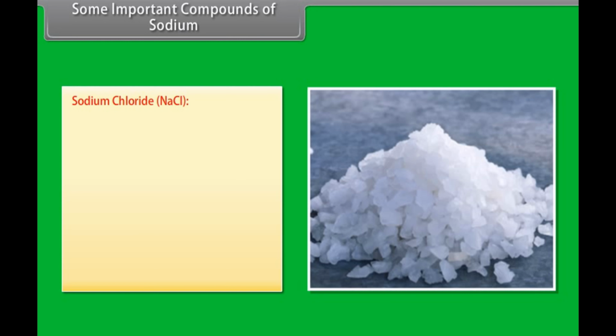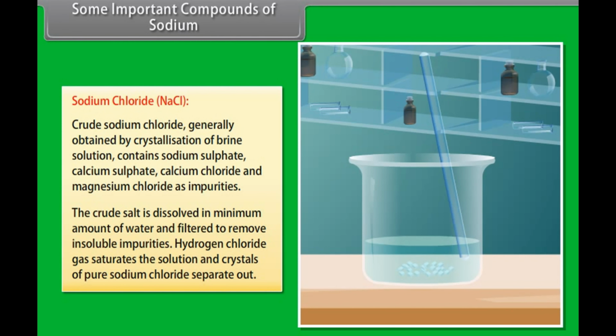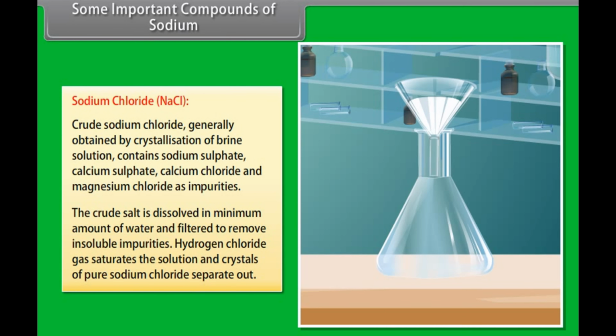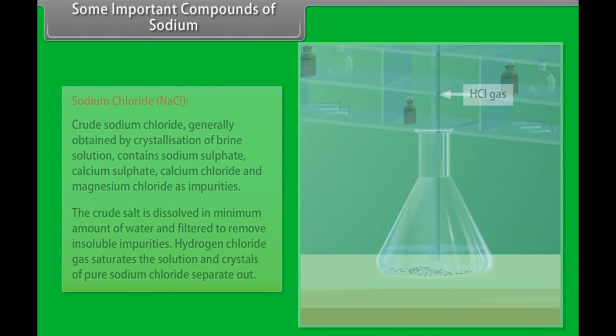Sodium chloride. Crude sodium chloride, generally obtained by crystallization of brine solution, contains sodium sulfate, calcium sulfate, calcium chloride and magnesium chloride as impurities. The crude salt is dissolved in minimum amount of water and filtered to remove insoluble impurities. Hydrogen chloride gas saturates the solution and crystals of pure sodium chloride separate out.